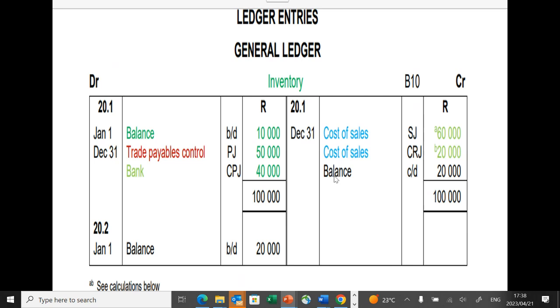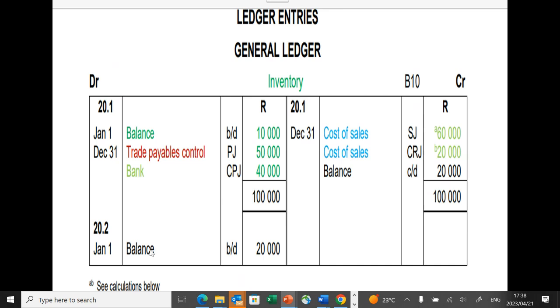And then we call that a balance carried down. So that balance carried down becomes the opening balance on the debit side of inventory of 20,000. What does this 20,000 mean? It means we had an inventory of 100,000, we sold 80, we are left with 20.